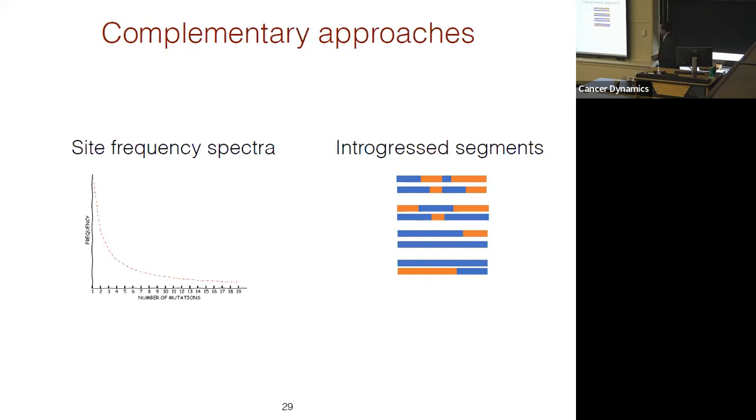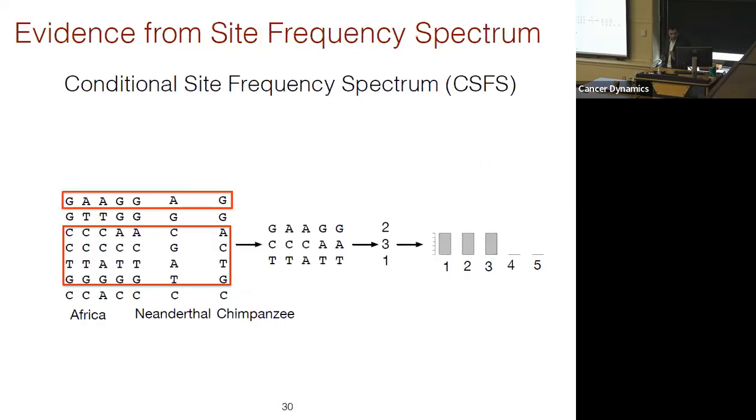To look at this, we used two complementary approaches. The first one is based on something called the site frequency spectrum. This is a statistic that we compute on whole genome data, and I'll tell you how we use this as evidence for archaic introgression. The second line of evidence comes from these introgressed segments that we talked about, but we are now able to estimate these introgressed segments without needing access to reference archaic genomes.